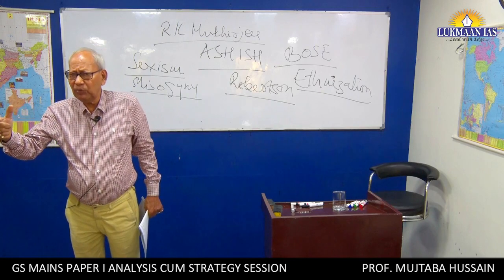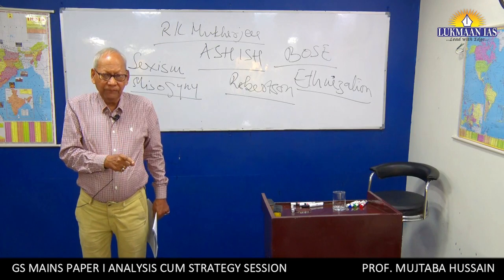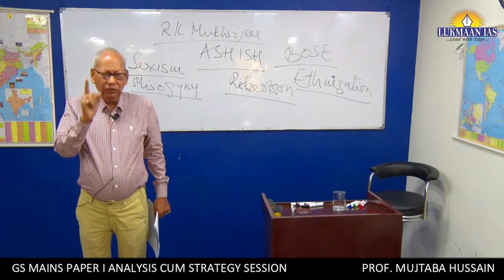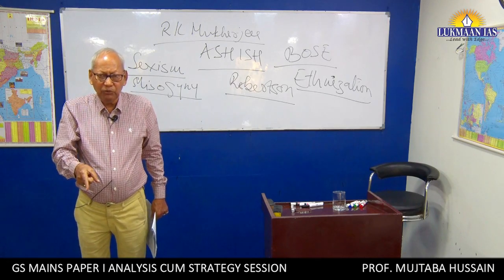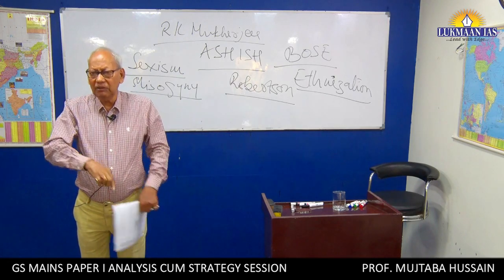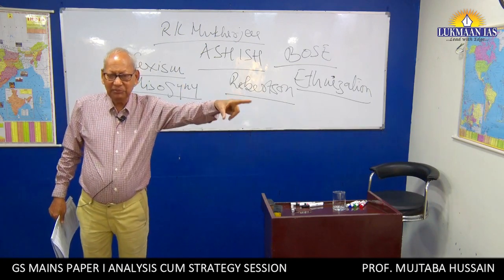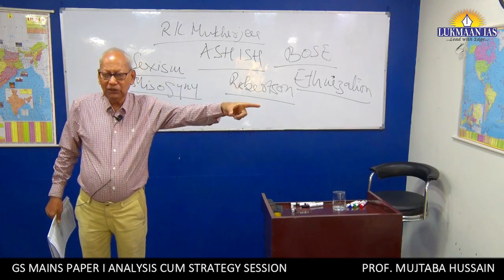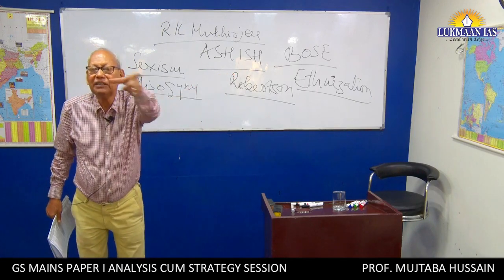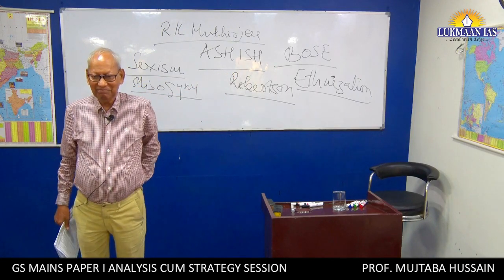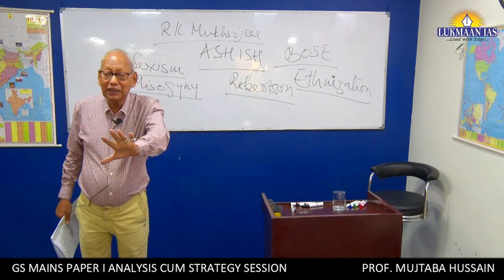Then you write the second point. In 1942, in the Quit India movement, the Congress party led the movement, participated in the movement, but the Hindu Mahasabha did not participate. The RSS did not participate. The Muslim League did not participate. The Communists did not participate. Ambedkar did not participate. Gandhi did not call anybody anti-national.